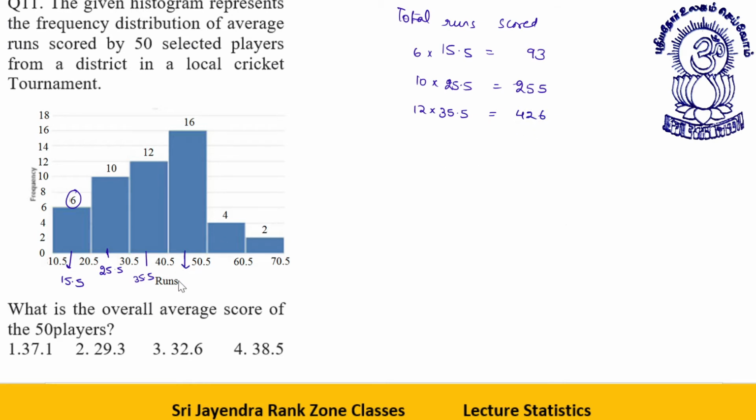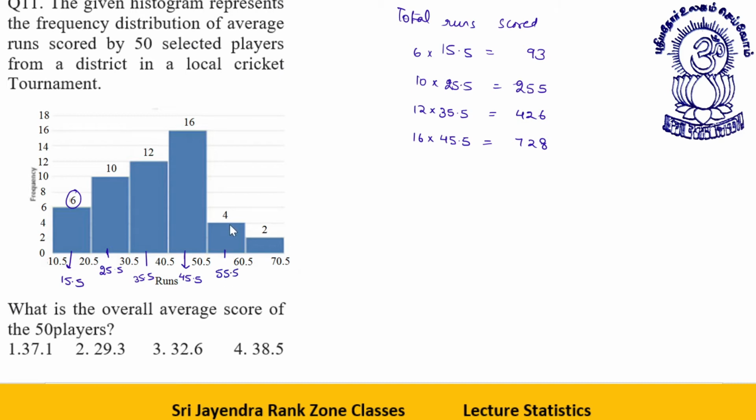This is 40.5 and 50.5, so the midpoint is 45.5. 16 people scored 45.5. You already know 45 into 8 is 360, so 45 into 16 will be 720. Then 16 into half will be 8. 720 and 8 will be 728.